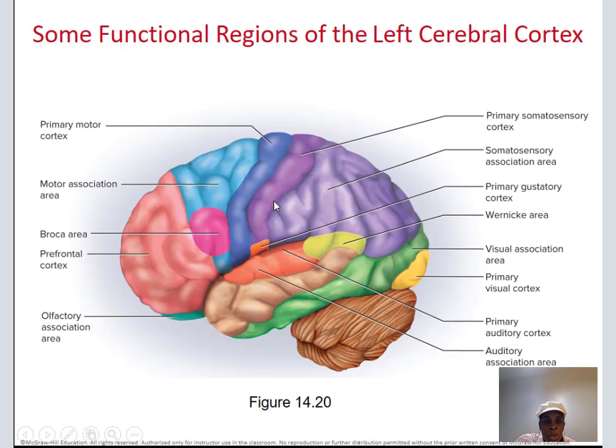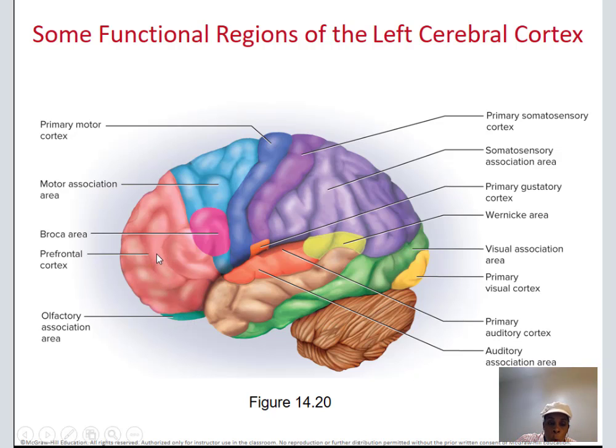Here is the visual representation again of the functional areas of the brain. You see the Broca area, the Wernicke, just to show you that the brain has specific areas dealing with specific jobs in your body, right? Look at the olfactory association area. It means when you smell something, you know it's an orange, it's not an apple.